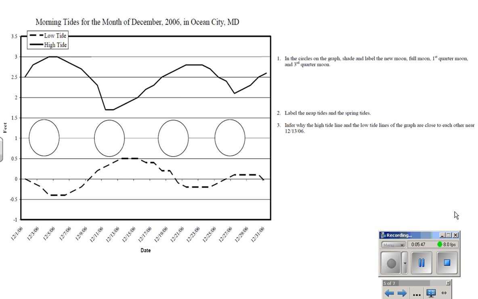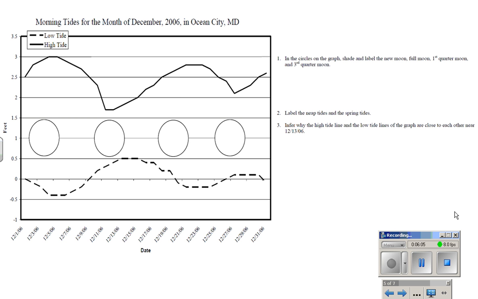Now, label the neap tides and the spring tides. You can just label it on the line. And then your last step, infer why the high tide line and the low tide lines of the graph are close to each other near 12/13/06.